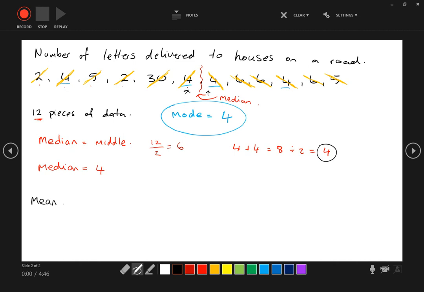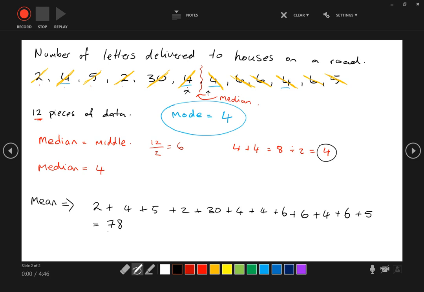Okay, last one we're going to look at then is the mean. So the mean is I'm adding up all of the numbers. So 2 plus 4 plus 5 plus 2 plus 30 plus 4 plus 4 plus 6 plus 6 plus 4 plus 6 plus 5. Okay, and if I add up all of these numbers, I get 78.